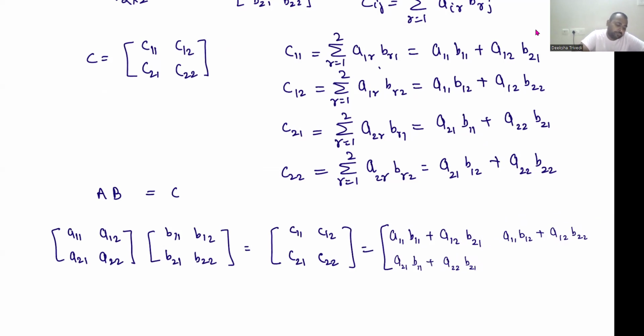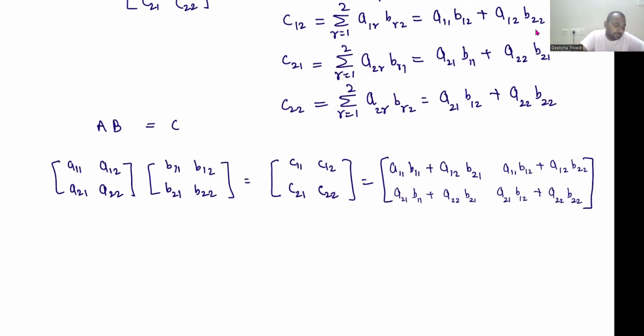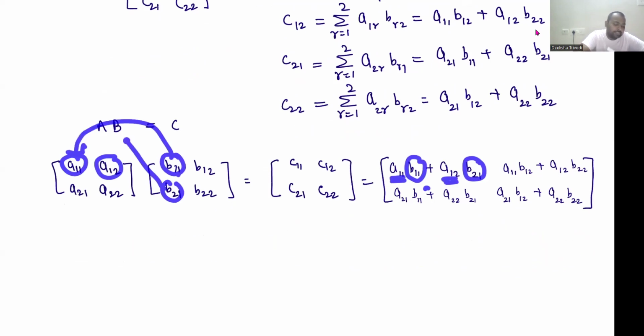And what is C22? Can everybody see this? Now observe, when we are writing this, what are we actually doing? First element A11, A12, A11, A12. Now here we have B11, B21, B11, B21. So we are saying this element multiplied with this element, and addition. That is the first element.